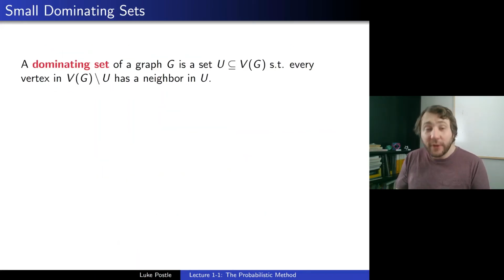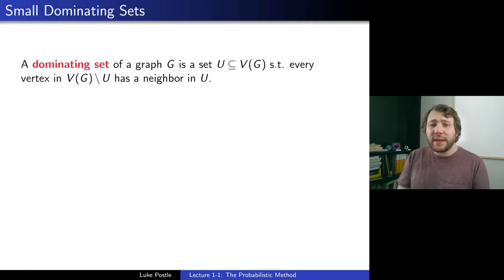I'll turn to our third example, which will be a bit more intricate. So this is on dominating sets, a topic of study in graph theory. A dominating set of a graph G is a set U, a subset of V(G), such that every vertex in V(G) minus U has a neighbor in U.